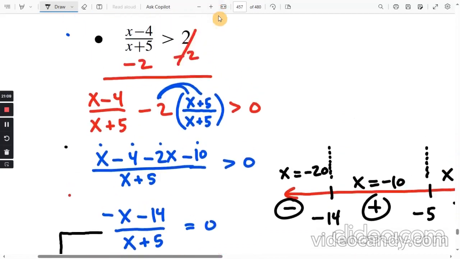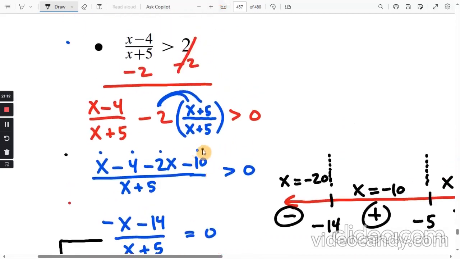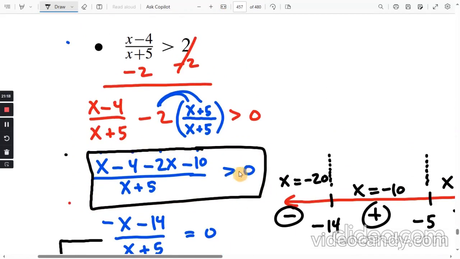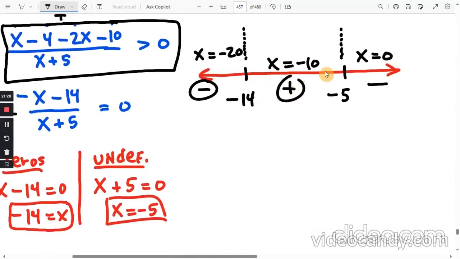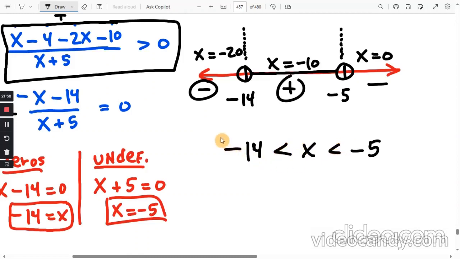And what are we looking for? Well, we want this mess right here to be greater than 0. So this has to be positive. It can't equal 0, it's just greater than 0. So we are looking at the positive section. It is not equal to 0, so it does not include negative 14 and negative 5, but it includes everything in here. So negative 14 is on the low end, x is in the middle, and negative 5 is on the high end. x is greater than negative 14 and less than negative 5.